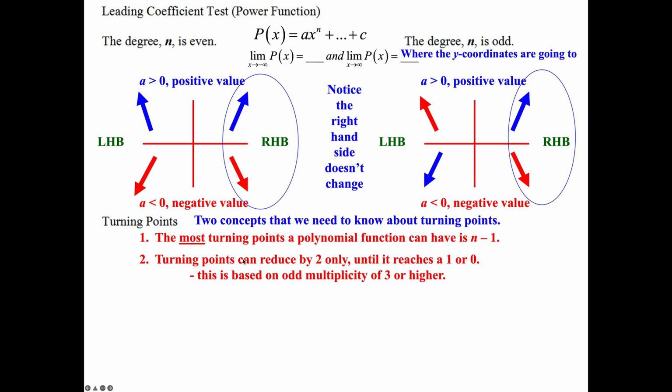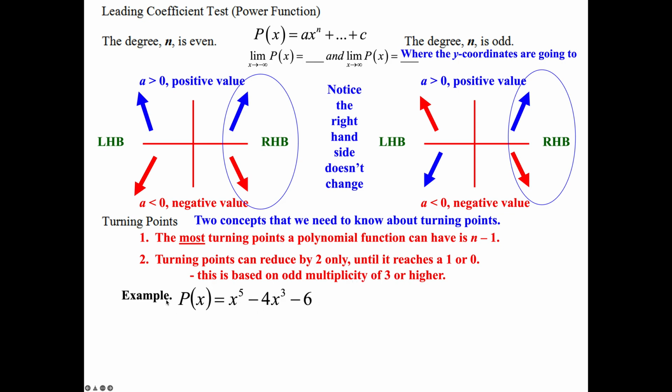Well, you don't have 5, 4, 3, 2, 1 if your n is a 6. Your turning points can be reduced by 2 and only 2. And you keep reducing by 2 until you reach a 1 or a 0. This is based on odd multiplicity, which we're going to look at in a second, of 3 or higher.